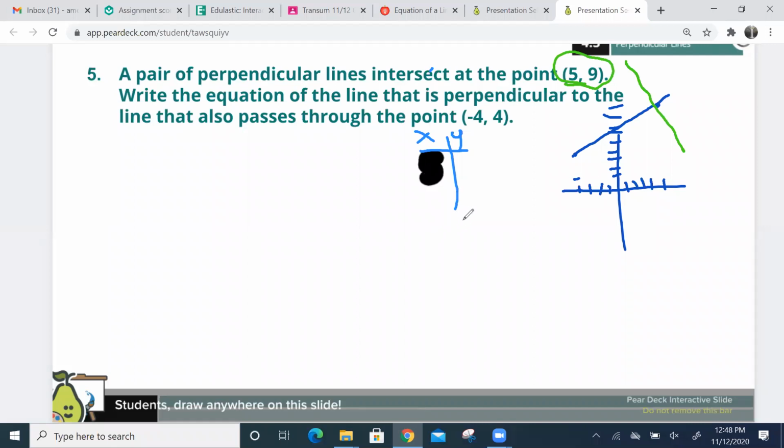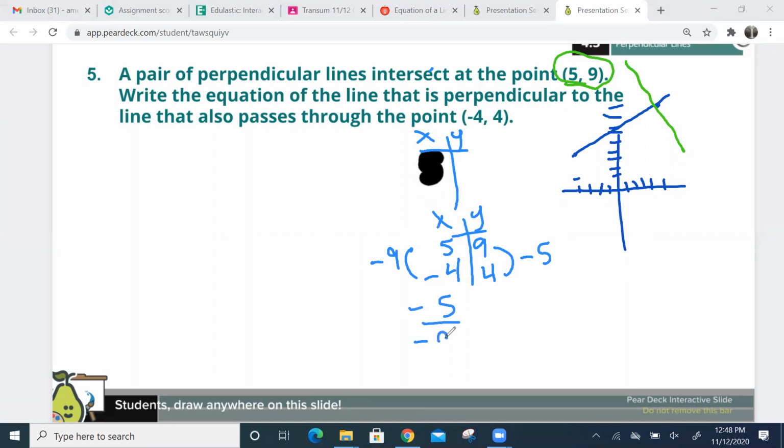Let's make a table. So we got 5 and 9 and -4 and 4. From 9 to 4, we minus 5. From 5 to -4, we're going to minus 9. From 5 to 0, that's 5, plus another 4, that'll be 9. So the slope is -5 over -9, which in turn changes into 5 over 9 because you have a negative divided by a negative. So that's this one, up 5 and over 9.